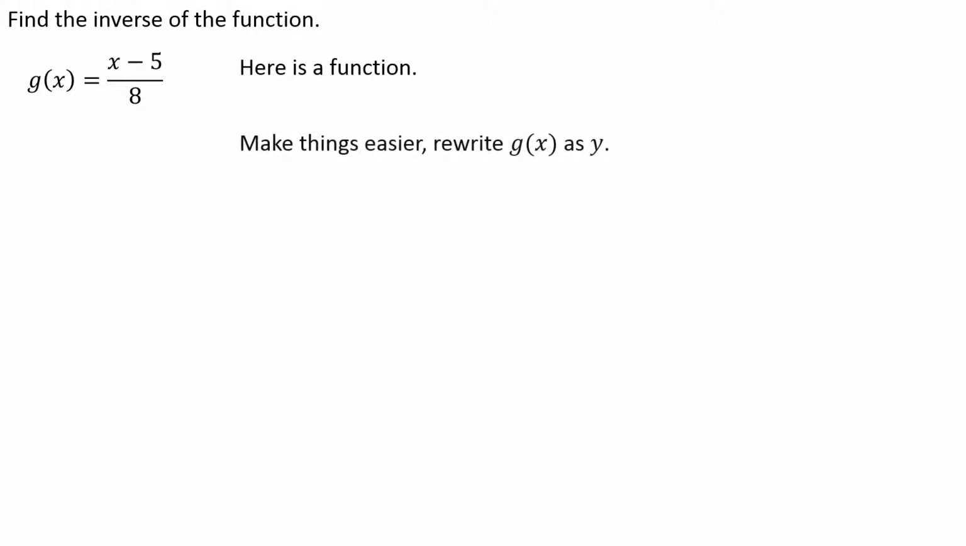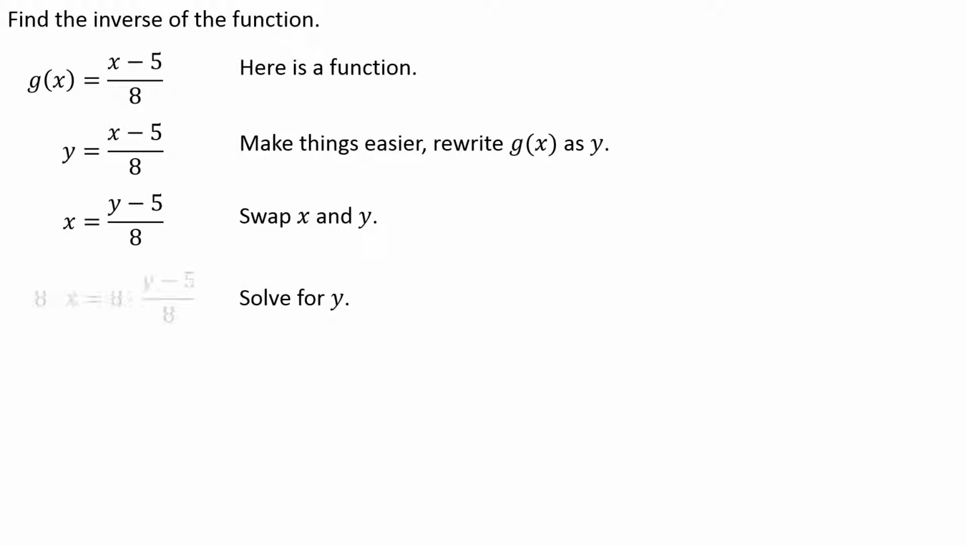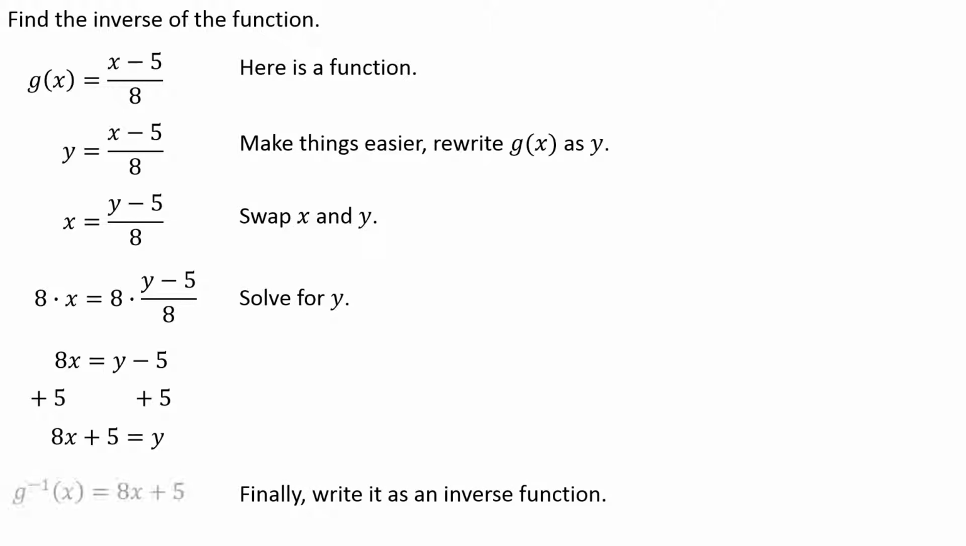Let's take a look at another one real quick. This one is g of x. Again, swap it out for y. Swap the x and the y. Solve for y. So we multiply both sides by 8. Add 5 to each side. Finally, rewrite it as the inverse. So the inverse function of g is 8x plus 5.